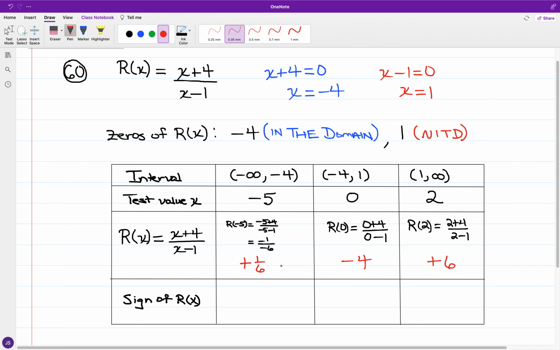And for the sign values of the function r of x, for anything less than -4 that is selected for the input, the output is going to be positive.